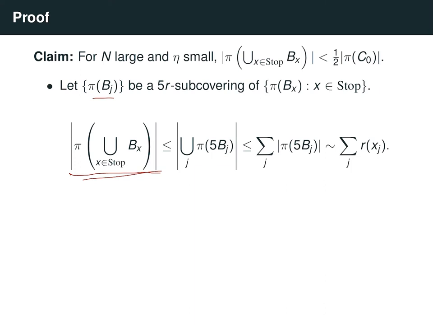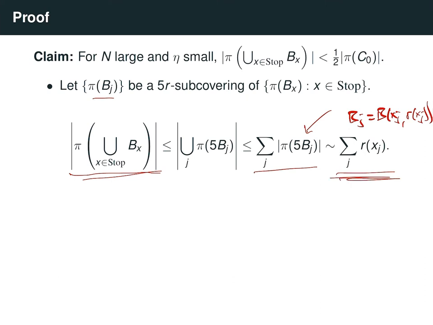Okay, so this is at most the sum of the Lebesgue measures of the projections of 5B_j, just by subadditivity. And then each of these projections is just an interval, a ball whose radius is equal to 5 times the radius of B_j, which means that this sum is now comparable to the sum of r_{x_j}, where we're assuming that B_j is equal to the ball centered at x. So we're letting x_j denote the center of B_j, and this will be of radius r_{x_j}. All right, so now our goal is to estimate this sum here.